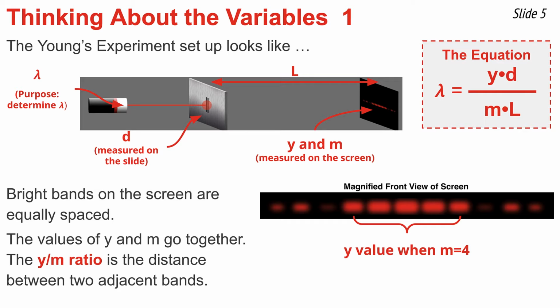Here's another way to look at this. Since bands are equally spaced on the screen, measuring from the second maximum on the left to the second maximum on the right is equivalent to measuring from the central maximum out to the 4th antinodal line, or 4th maximum, on either the left or right. So the M value of that 4th maximum is 4, and the Y value is the distance from the central one to the 4th maximum, equivalent to the distance from the second maximum left side and second maximum right side.